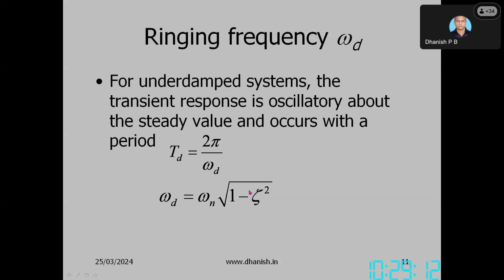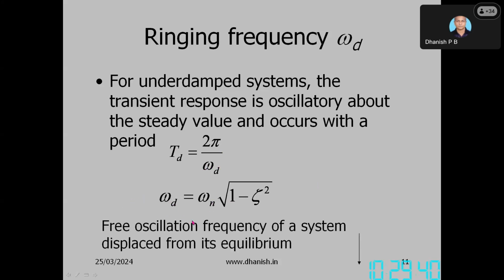When zeta is close to 0, this will be large. So it will be omega n into root of 1 minus something, so it will be reduced. So omega d will be slightly smaller than omega n, and because of that, the time period will increase. This is the free oscillation frequency of a system displaced from its equilibrium. You disturb a system, with what frequency will the system oscillate?